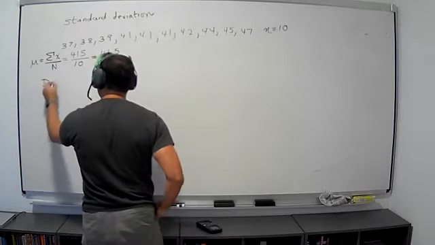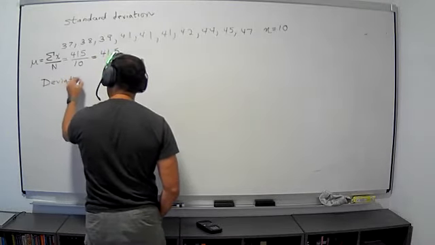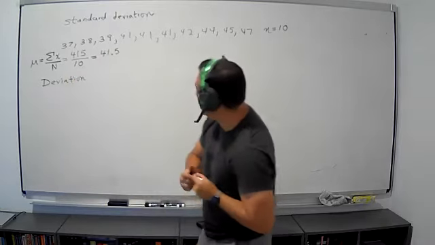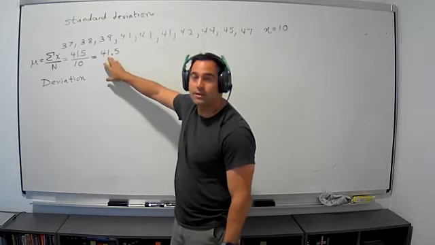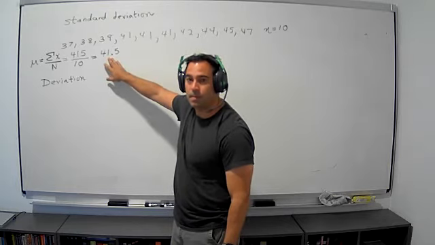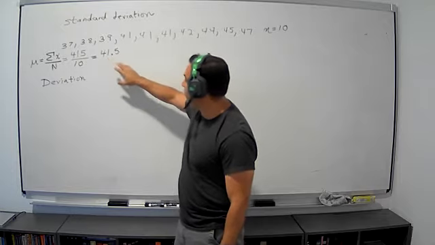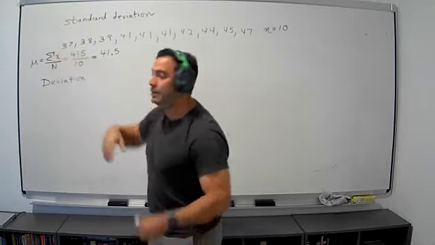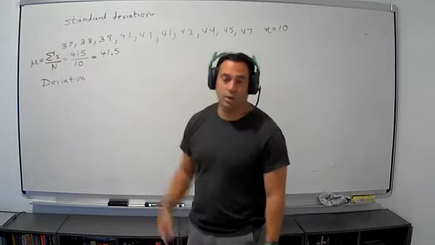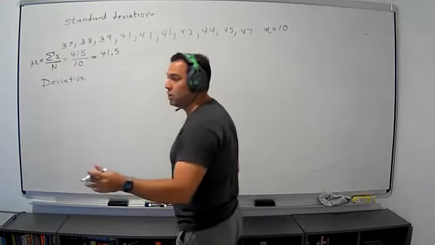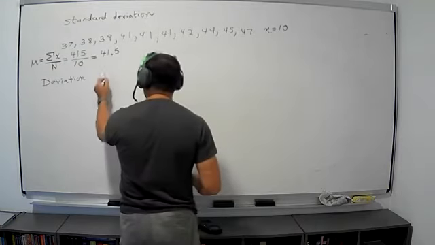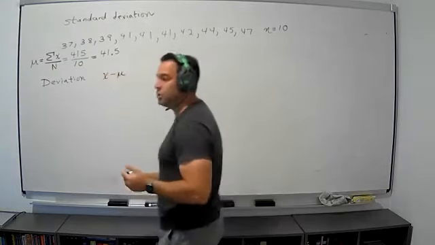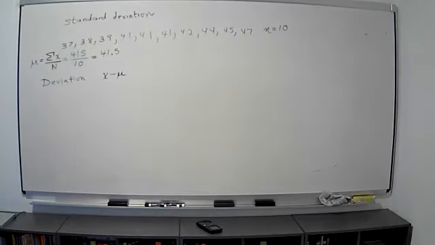Okay. So now we want to discuss a concept called deviation. This number here represents the center of our data, and we want to figure out how much each number deviates from that center. So the deviation is defined as the number minus the mean. That is our deviation.